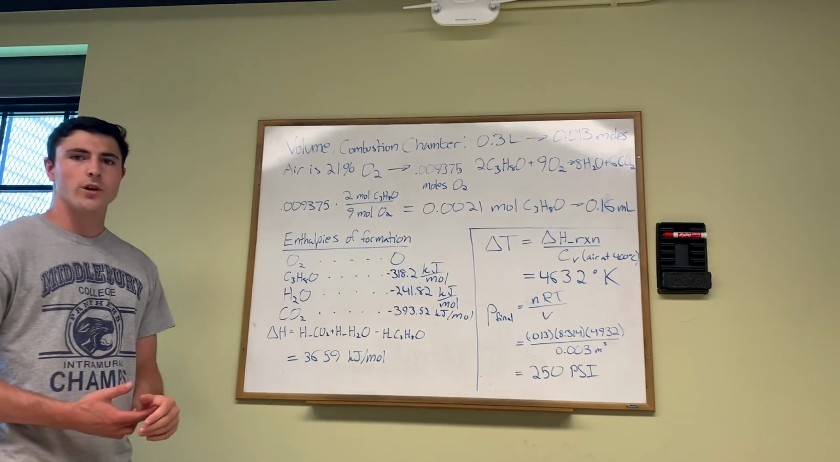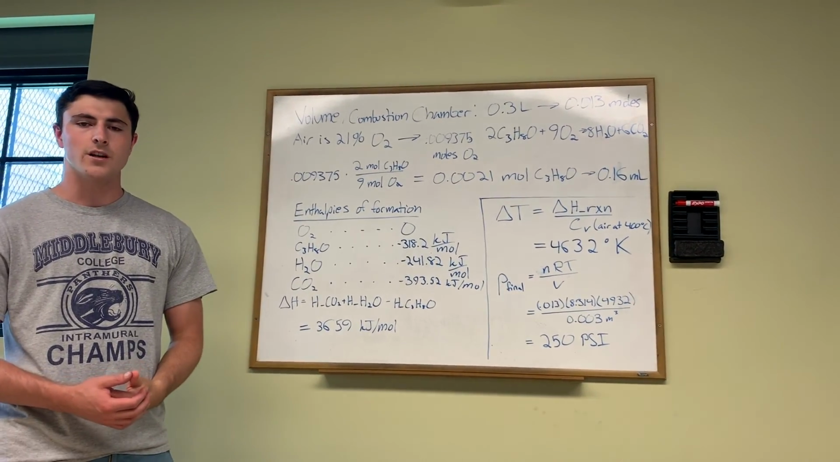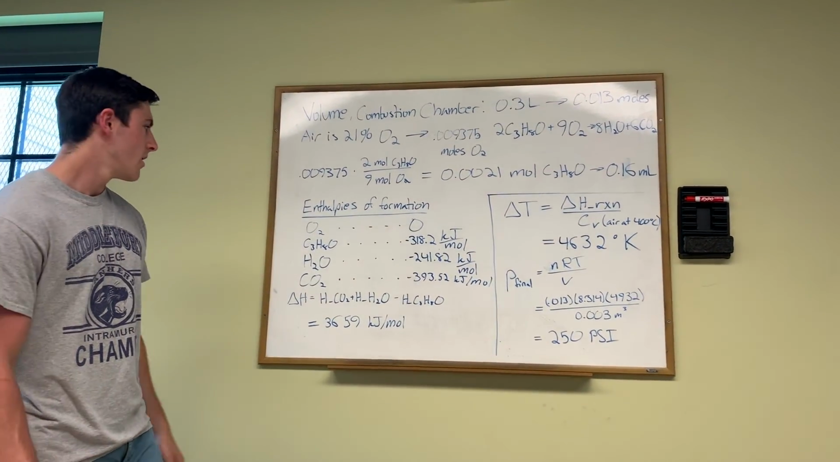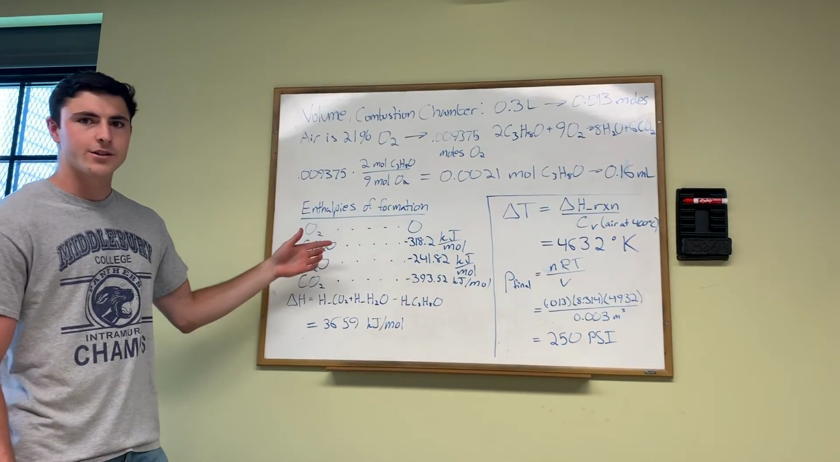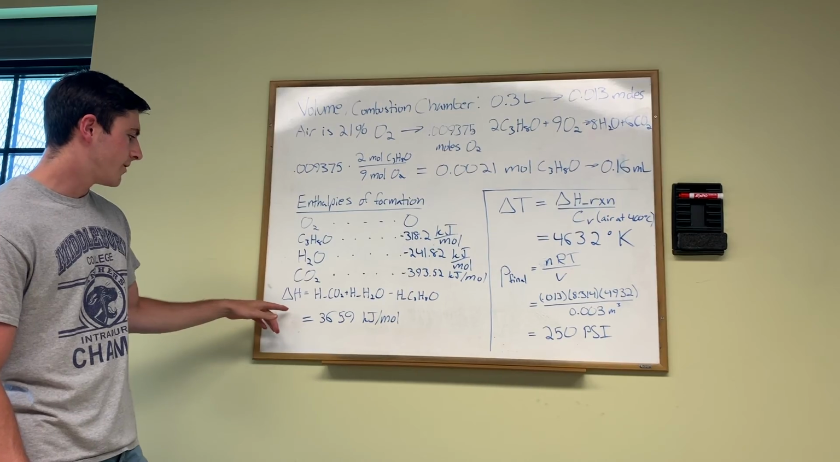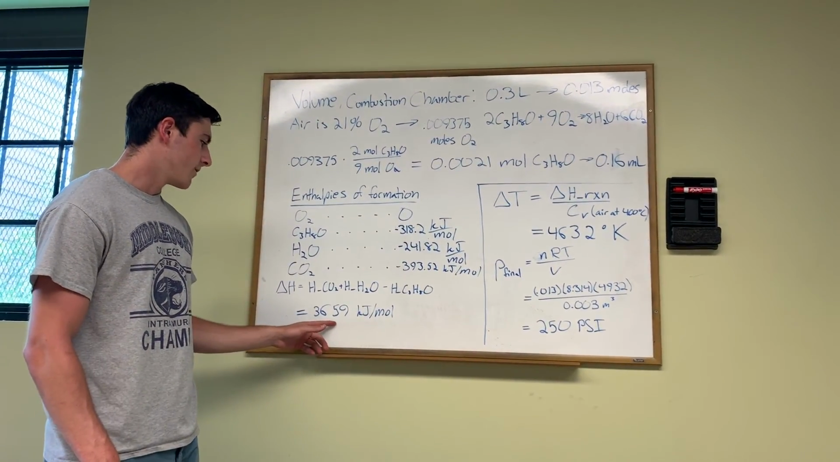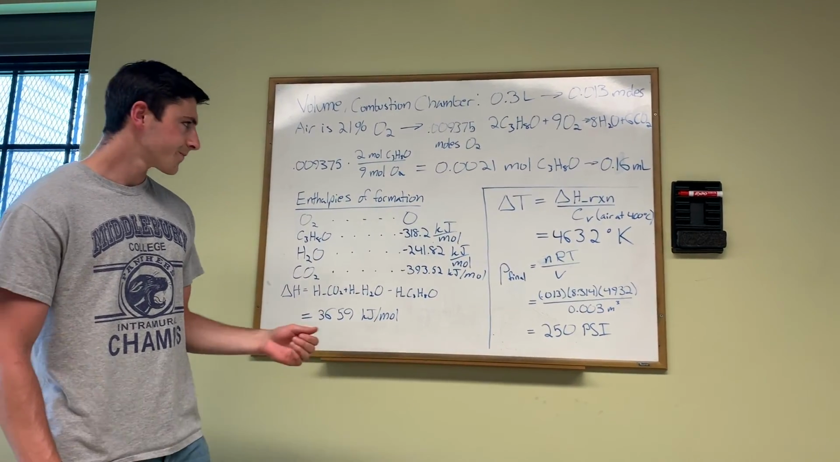And then to calculate what the pressure buildup would be, we were assuming, to be conservative, constant volume, so that would get us our max pressure. You use the enthalpies of reaction or of formation of the chemicals involved to get the total change in enthalpy for the reaction, which is 3,659 kilojoules per mole.